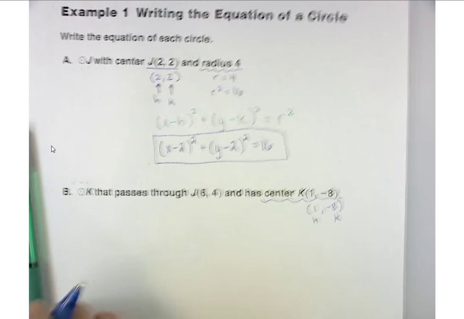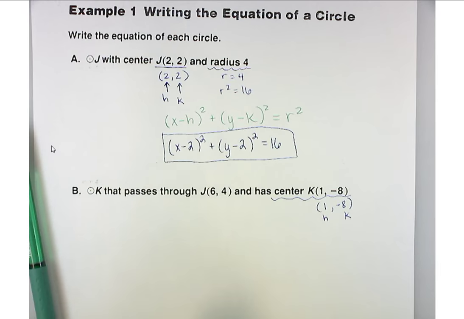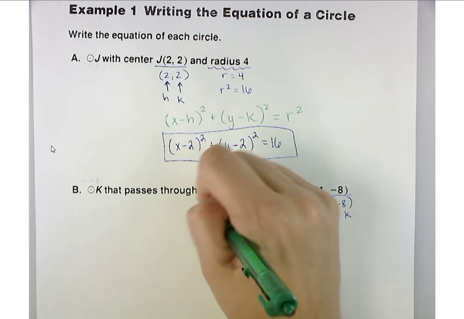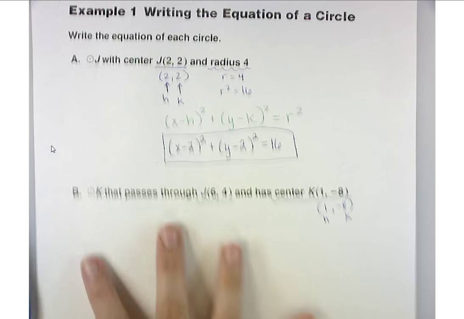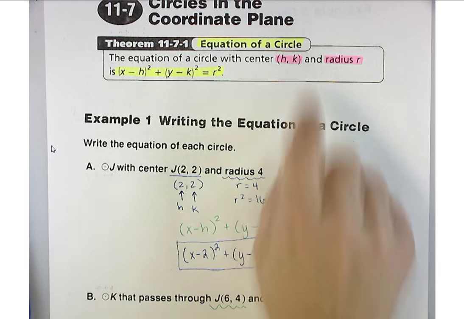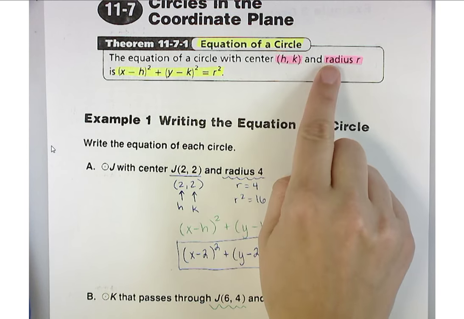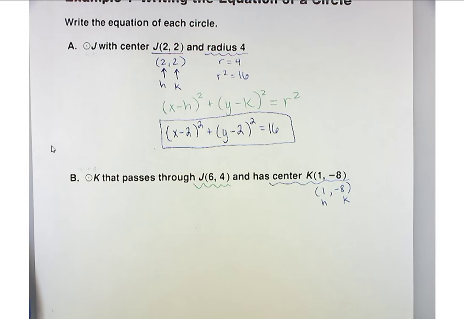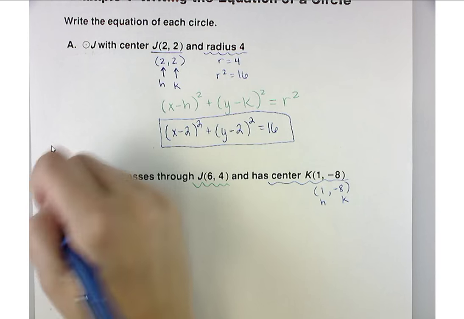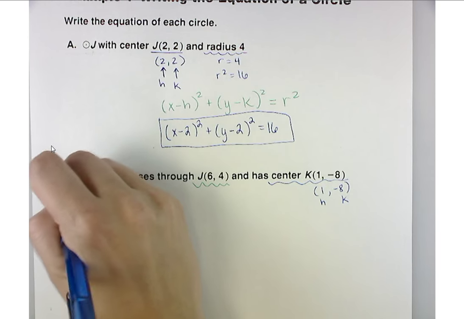Okay, now we know that it passes through this point. And in order to write the equation of the circle, you only need 2 things. You need the center and the radius. What do we have? The center. So what do we need? The radius. Okay, so to find the radius, do you guys have any ideas on what we can use? Yeah, you can use the distance formula.